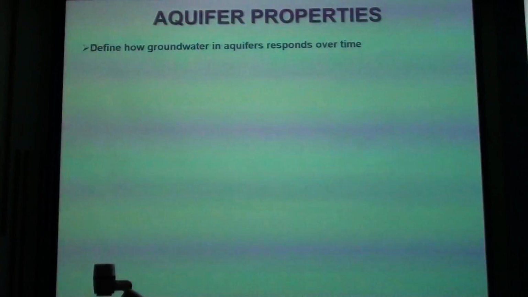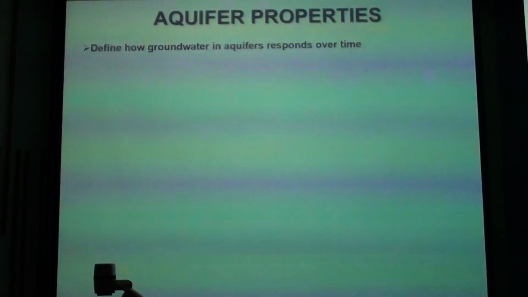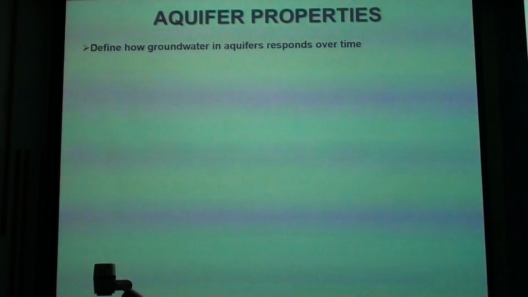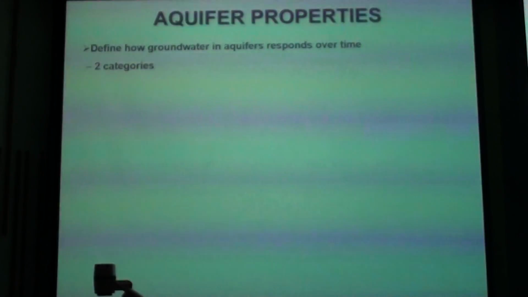Okay, any aquifer has a set of properties which can be defined, a set of numerical values which tell us something about it. They define how the groundwater in aquifers responds over time. They'll tell us what the aquifer will do if you start pumping it, and all sorts of other useful things about it. And these are things that you can actually quantify through various methods. We'll talk about the quantification of them later. I'm just going to tell you what they are.